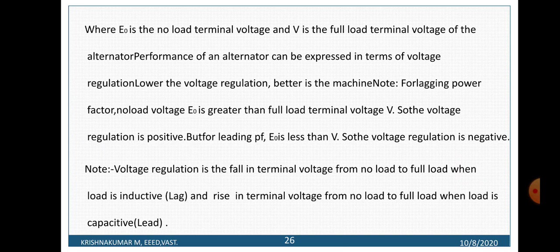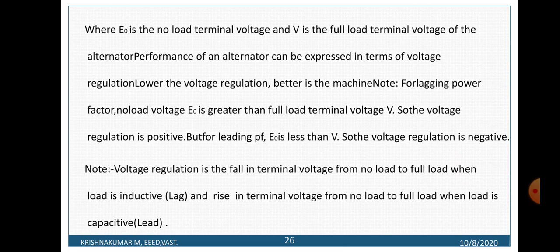Performance of an alternator can be expressed in terms of voltage regulation. Lower the voltage regulation means better is the machine. If the voltage regulation is high, definitely it is a bad indication for that machine.